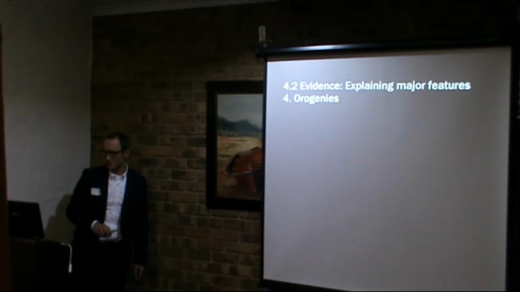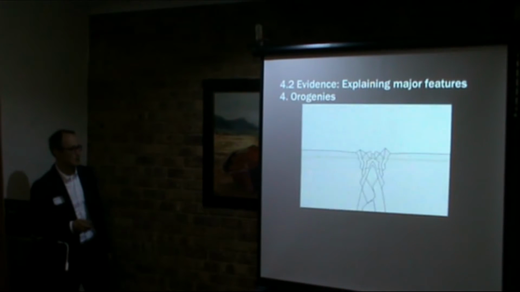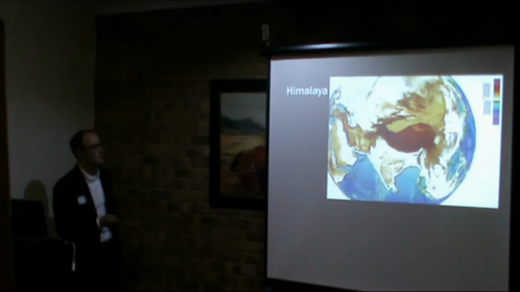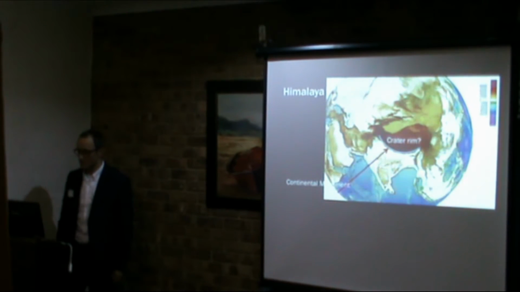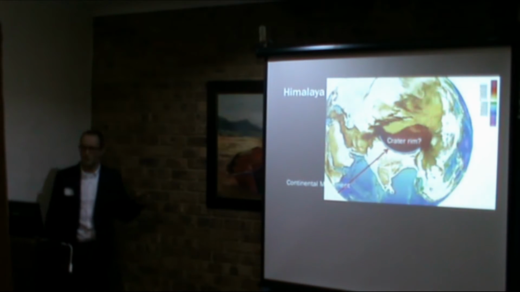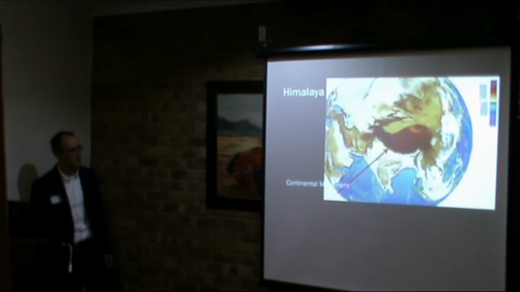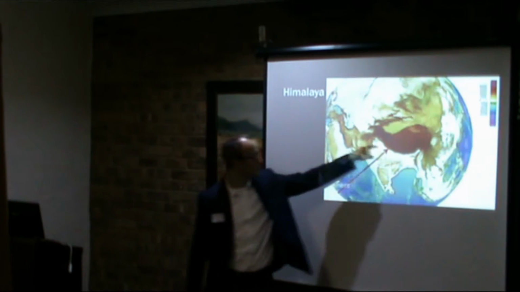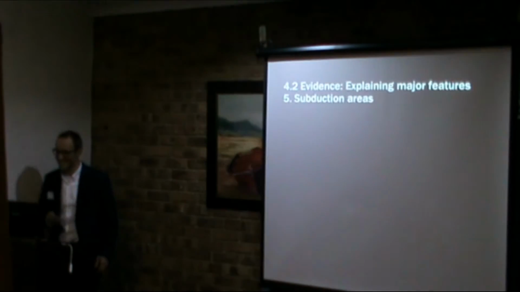Okay, next one is the orogenies, that's mountain areas. That's this one that I showed for the collapse inward. Maybe the Himalayas. Is this a crater rim? And is this the cause why India even moved? I'm not entirely sure, but I would say this is very much having a round edge. I'm open to debate about this later.